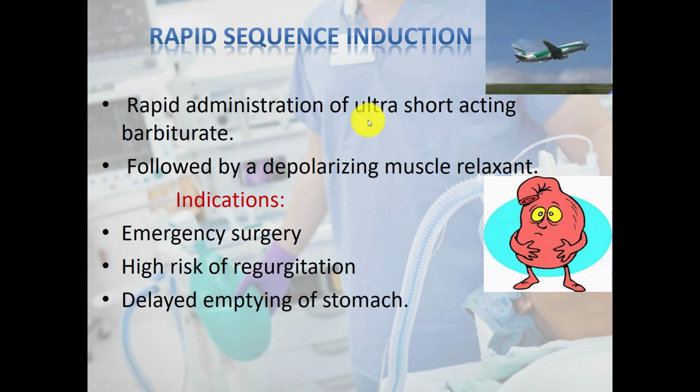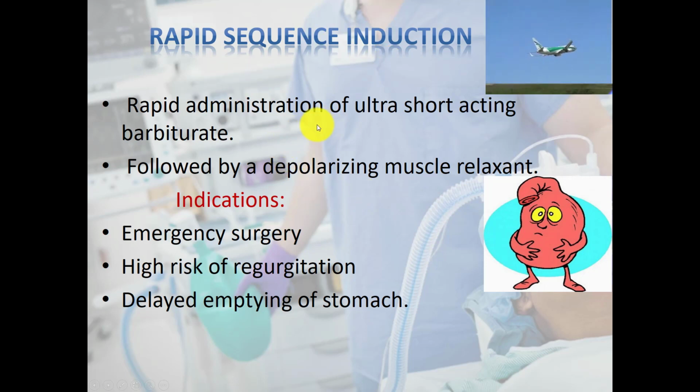What is rapid sequence induction? Sometimes we receive patients in emergency who are not ready for anesthesia because of the nil per oral time. For example, the patient is in the late trimester of pregnancy, or a patient has a diaphragmatic hernia. In those cases we have to give rapid sequence induction, because there is a chance of aspiration of the gut contents into the respiratory system. To avoid that, we give rapid sequence induction.